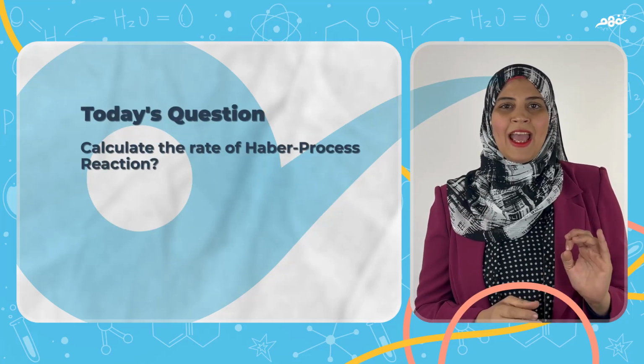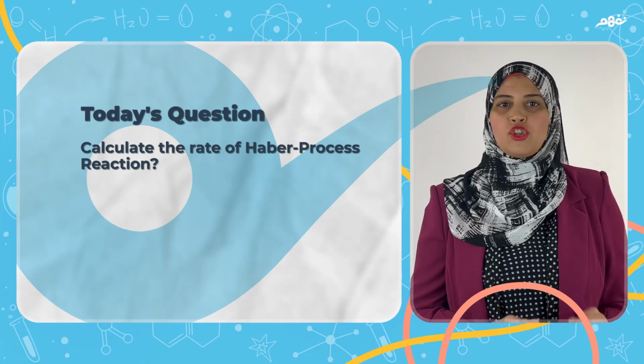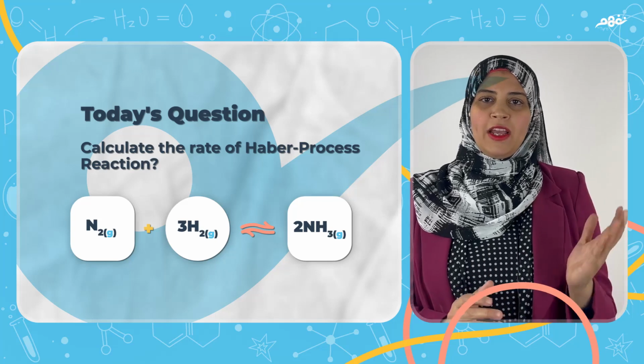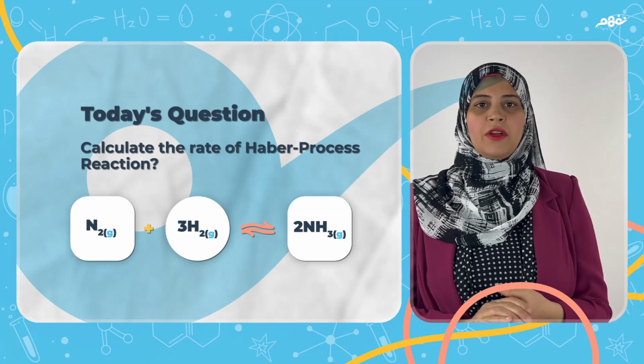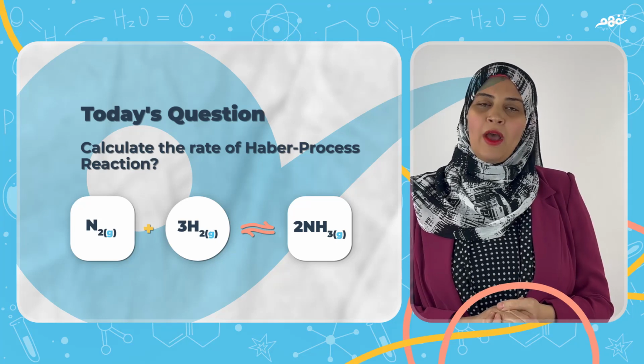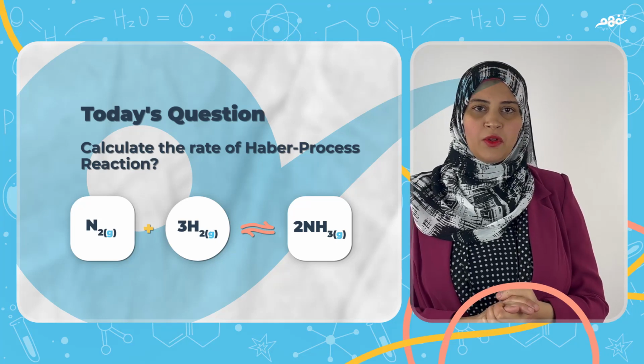And our question today: how can we measure the rate of reaction for the following reaction? Our lesson question is, if I react nitrogen N2 plus 3 hydrogen gas to form ammonia 2NH3, how can we measure the rate of this reaction?